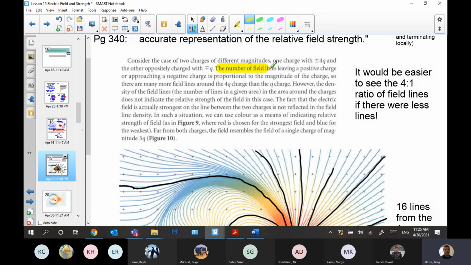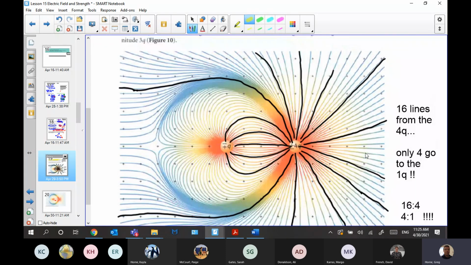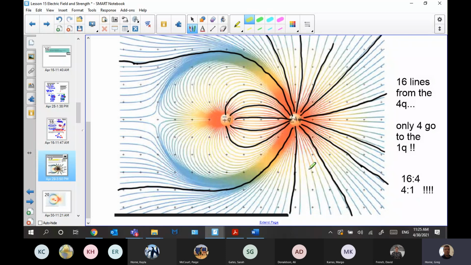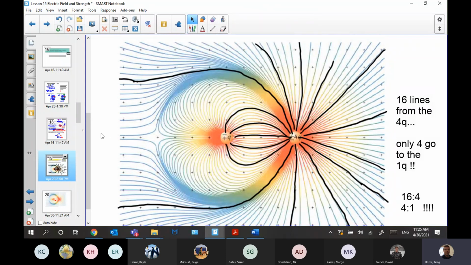So the number of field lines is proportional to the magnitude of the charge. So there are more field lines around the 4Q than the 1Q. That would be much easier to see if there was an obvious 4-to-1 ratio. And that's what I managed to accomplish with the very cool looking insect diagram. I was very pleased with this slide.